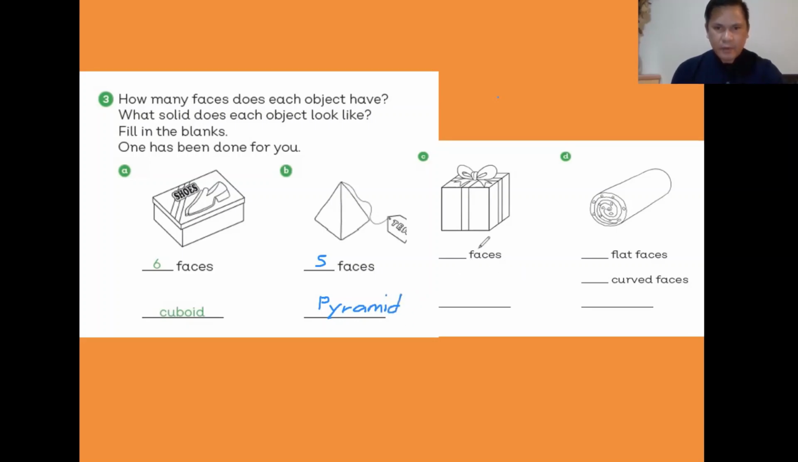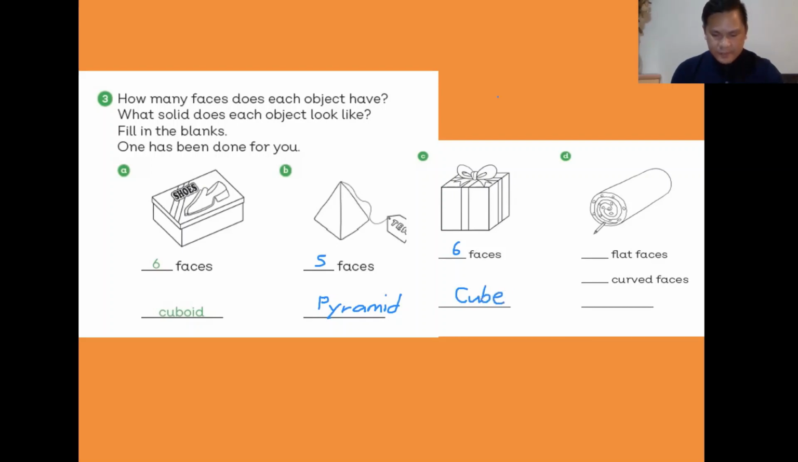Okay, and how about letter C? How many faces do you think it has? Can you answer? Okay, this one has 6 faces. Let's count. 1, 2, 3, 4, 5, 6 faces. So what solid shape is this? We call it a cube.